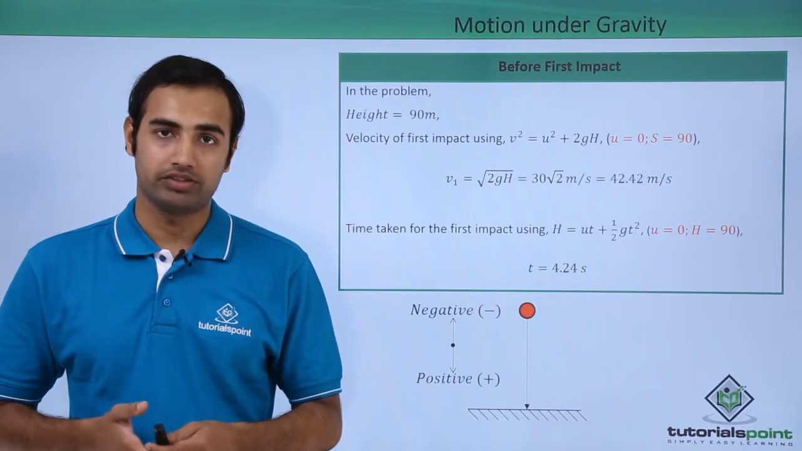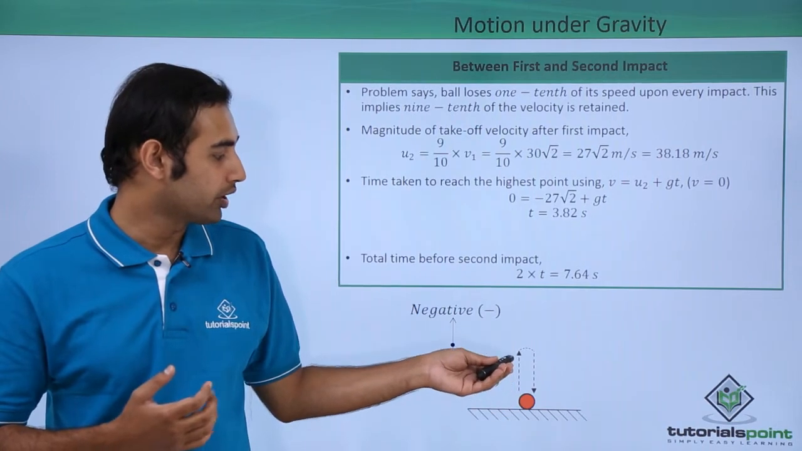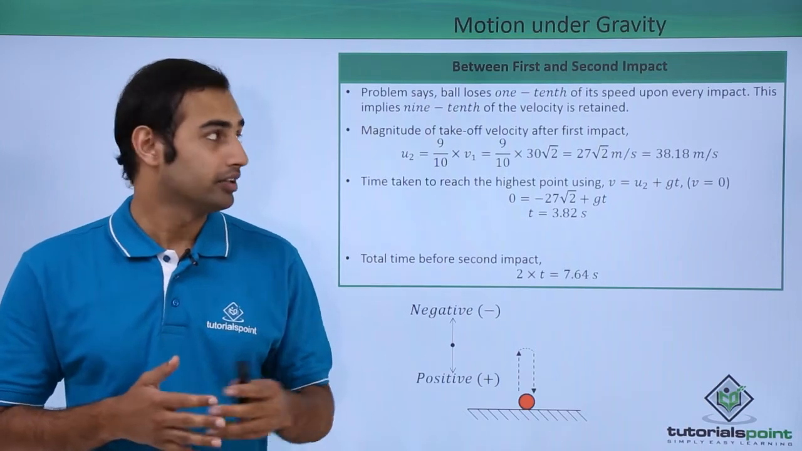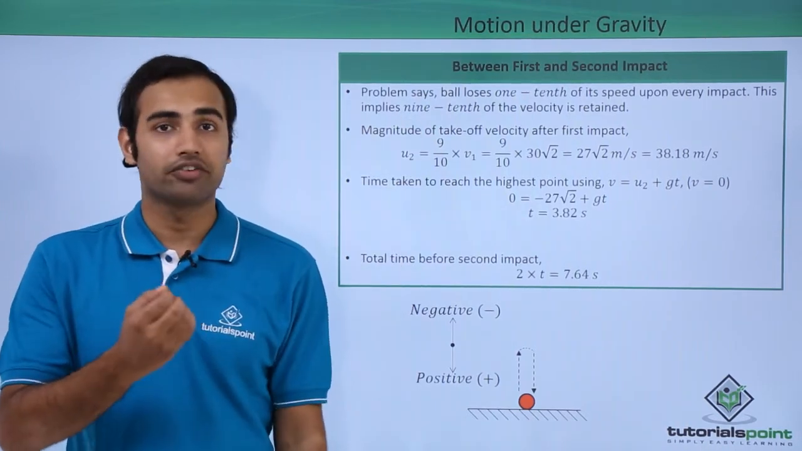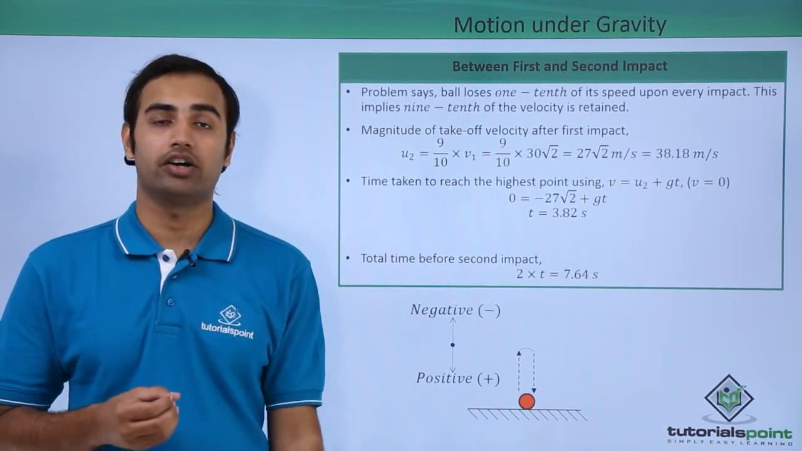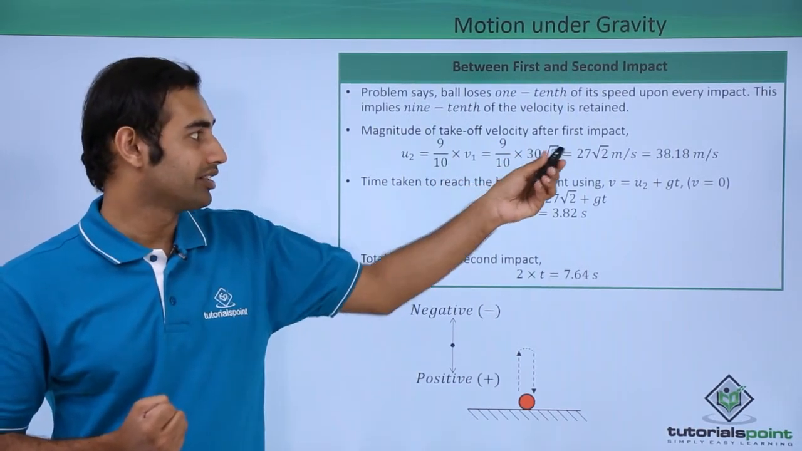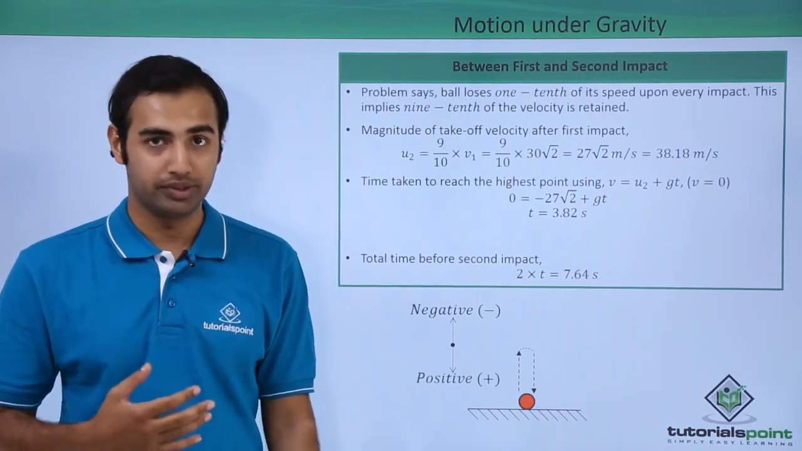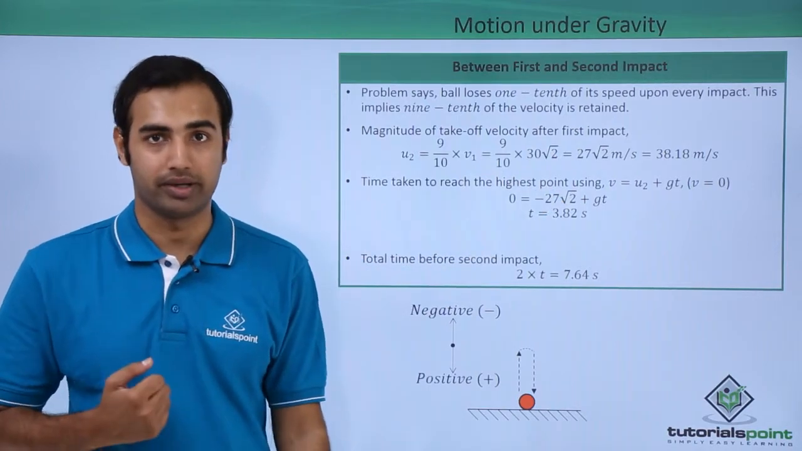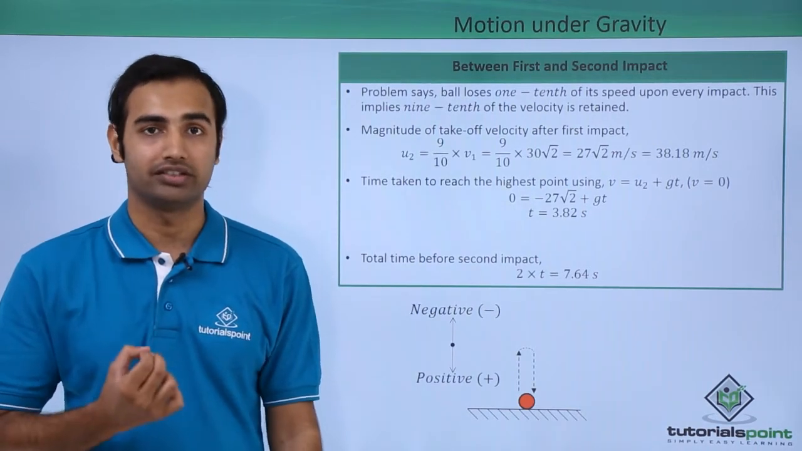Now let's talk about what happens when the ball impacts the ground. Over here you can see the ball will once again start going up, attain a maximum height, and then once again come back down. The problem tells me that the ball loses 1/10 of its speed after every impact. So the speed with which the ball is projected upwards is simply 9/10 of the speed with which the ball came and hit the ground. The v1 value is 30 root 2. The result comes out to be 27 root 2 meters per second, which means the ball is projected upwards with a speed of 27 root 2 meters per second after the first impact. This upon solving gives me 38.18 meters per second as my u value, or the initial velocity.